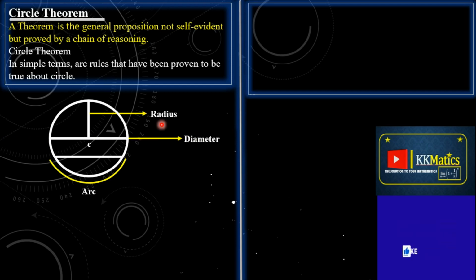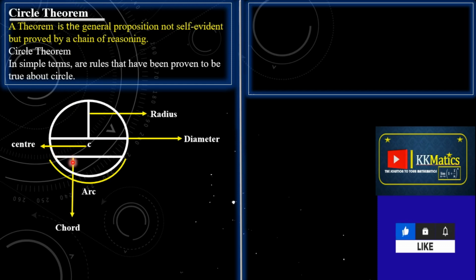Now we have this part. The line that divides the circle into two equal halves is what we call the diameter. The diameter is a line that passes through the center. If a line is drawn and it passes through the center, then it's called a diameter. And as I said earlier, this C is the center.